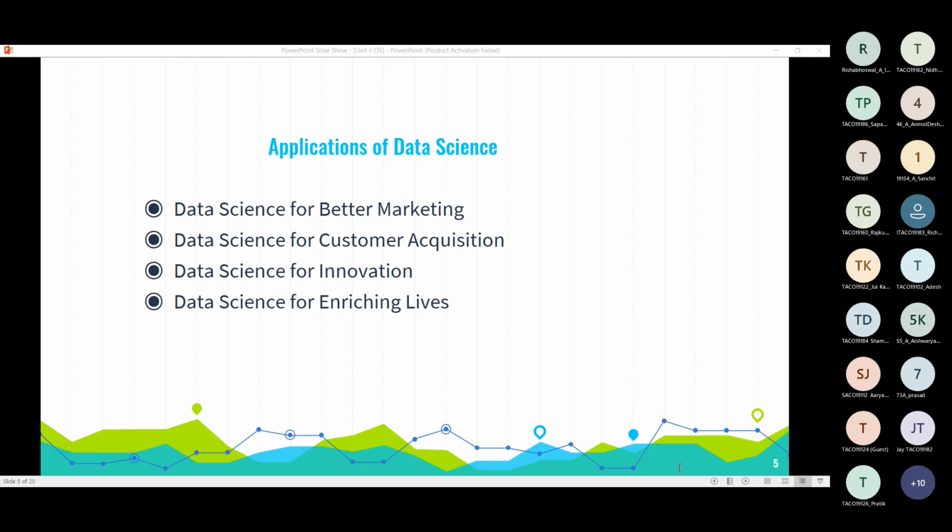Next we have data science for innovation and research. This is very important because when we research and innovate, we get multiple products which facilitate our lives very well. So companies create their innovations with an abundance of data.